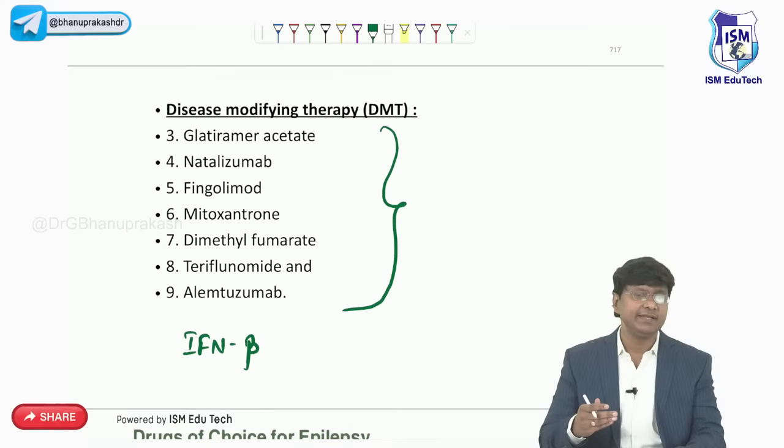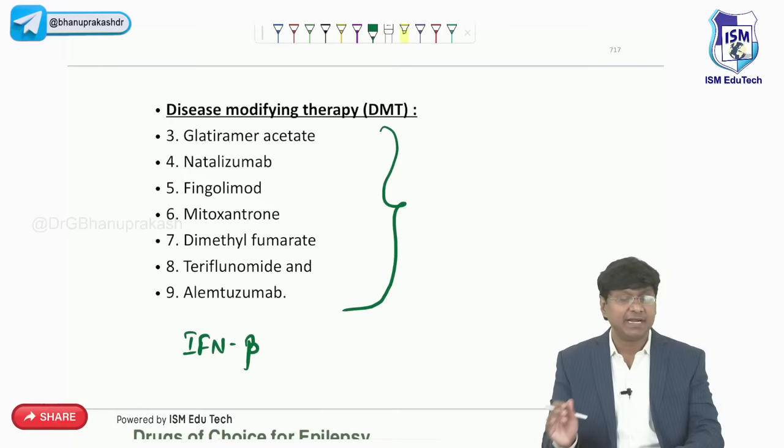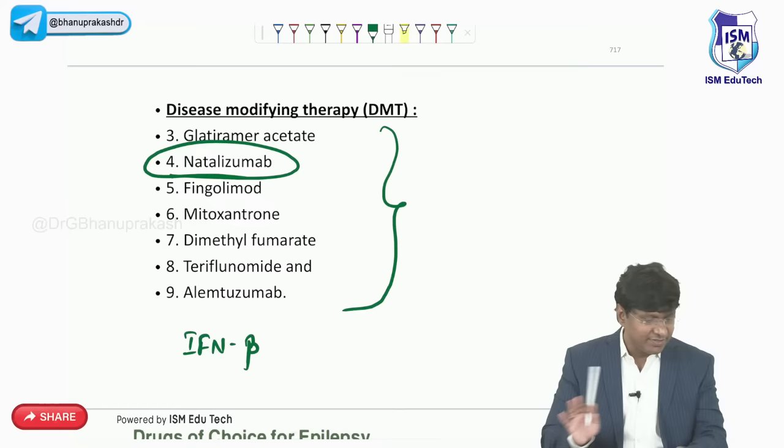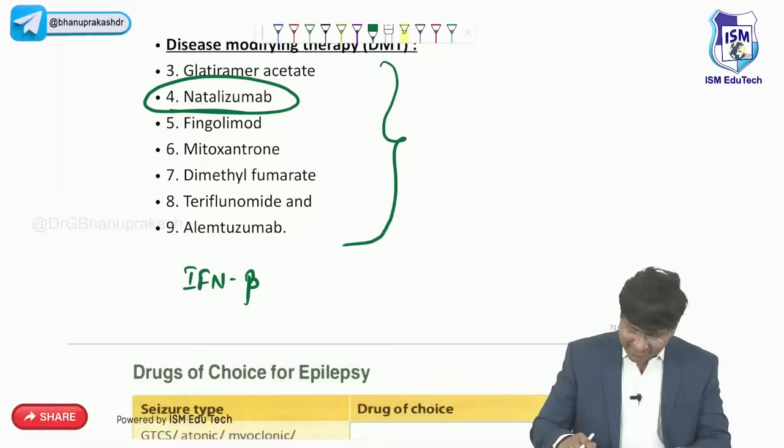Then glatiramer acetate, natalizumab, fingolimod, mitoxantrone, dimethyl fumarate, teriflunomide and alemtuzumab. But among all these, the one which is very effective in case of RRMS will be natalizumab. Okay, so that was about multiple sclerosis. Then the next important topic is epilepsy.